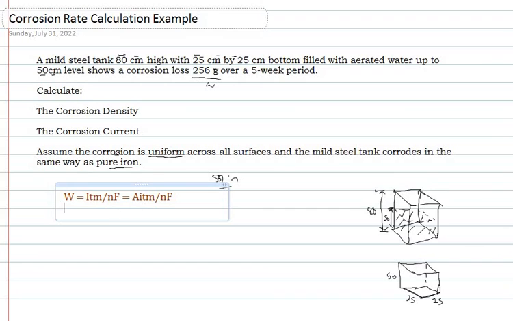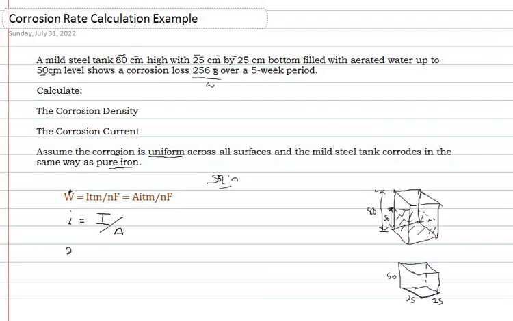As you can recall, our corrosion density is equal to corrosion current divided by area. So it will be more comprehensive for you to first find your corrosion current, using this formula. Since we have our W given as 256 grams, we're going to use our mass for iron, our number of electrons for iron, our Faraday constant, and our time, 5 weeks. We'll convert it to seconds and then calculate our capital letter I.